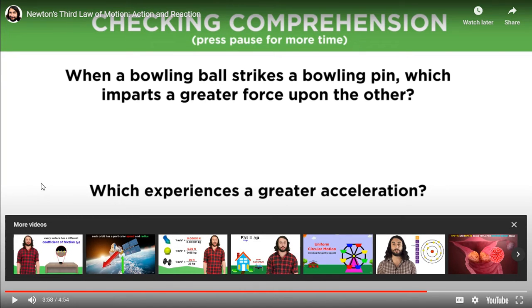So let's read this. When a bowling ball strikes a bowling pin, which imparts a greater force upon the other? So neither would have a greater force. The forces are equal. So the bowling ball strikes the pin with the same amount of force the pin strikes the ball.